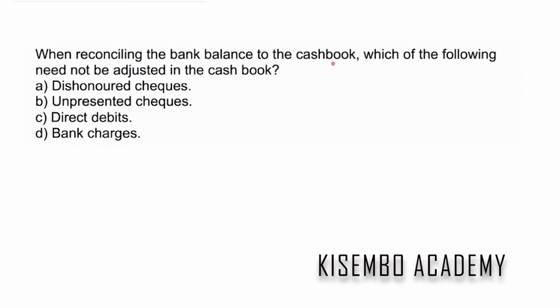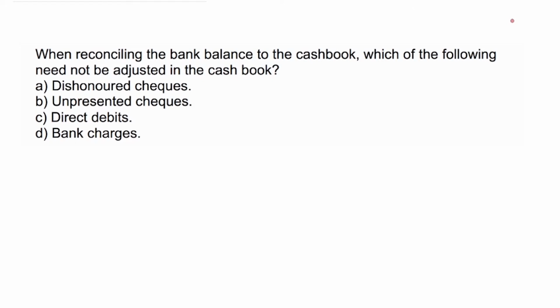When reconciling the bank balance to the cash book, which of the following need not be in the adjusted cash book? First of all, in the adjusted cash book, remember, we deal with items that appear in the bank statement but do not appear in the cash book. Those are the ones that we consider in the adjusted cash book. And then also, errors in the cash book are corrected in the adjusted cash book.